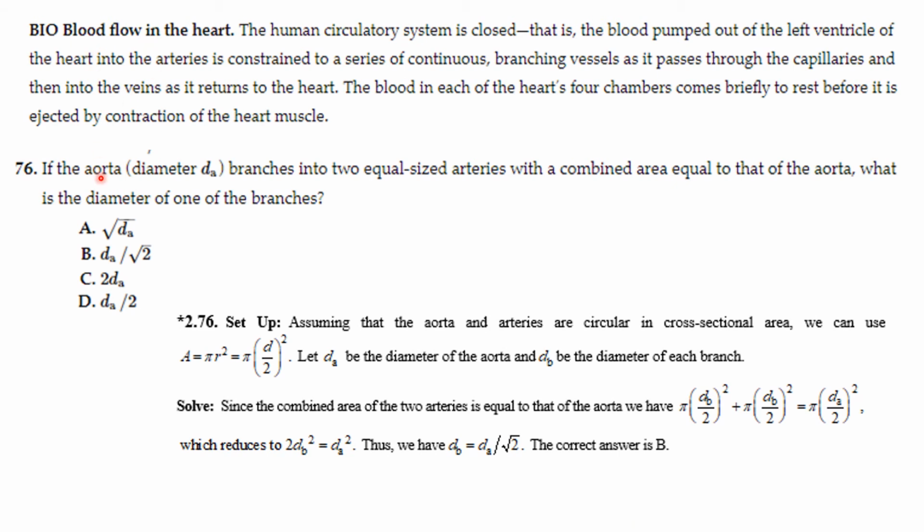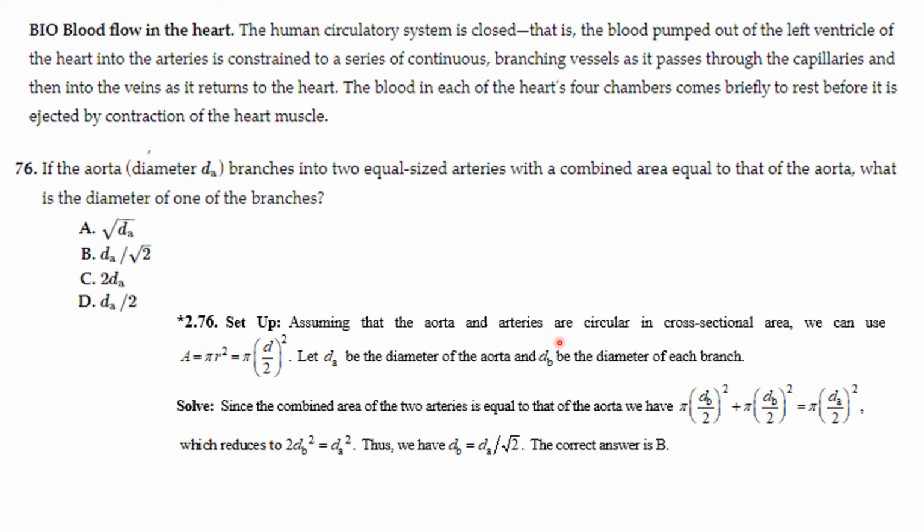Now in the same setting, we have another question. If the aorta has diameter d sub a, and it branches into two equally sized arteries with a combined area equal to that of the aorta, what is the diameter of one of the branches? And here are your choices as answers.